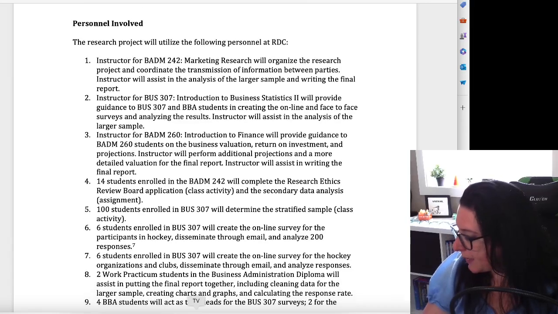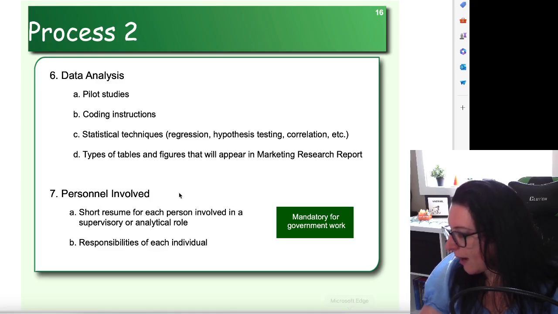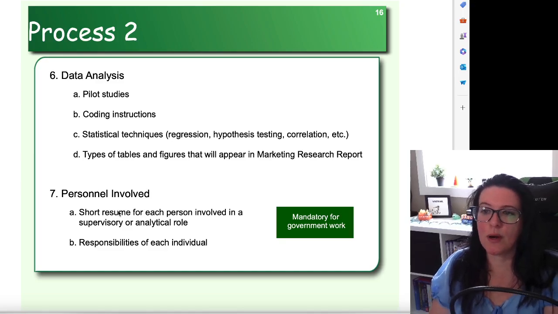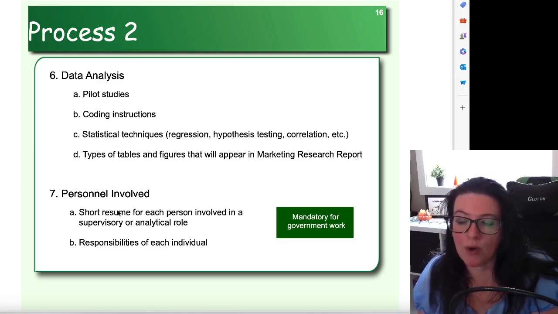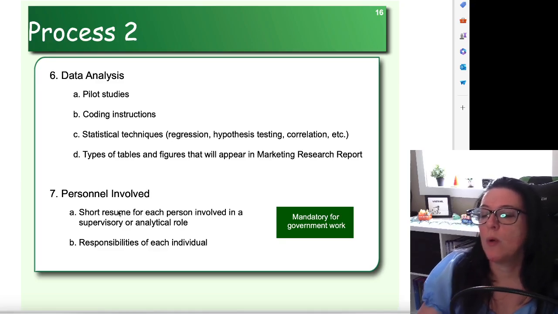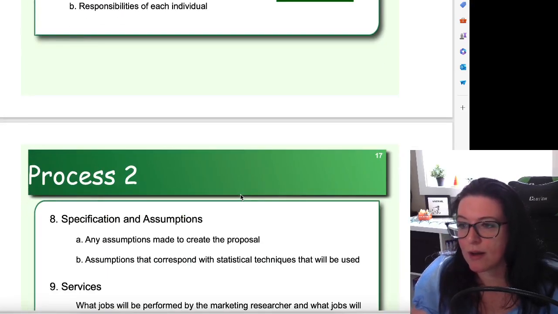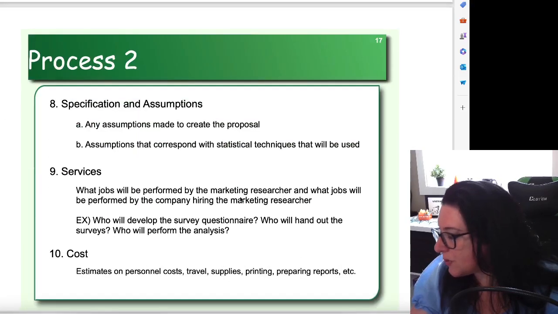So the next piece that we have, just going back, is the personnel involved. Who is going to be responsible for each stage of the process? You'll need to outline who those individuals are. You may need to provide resumes or CVs for anyone who is in a supervisory or analytical role. When we look at public sector government work, there's that requirement of resumes and information about the individuals, as opposed to just generic, person one does this, person two does that.